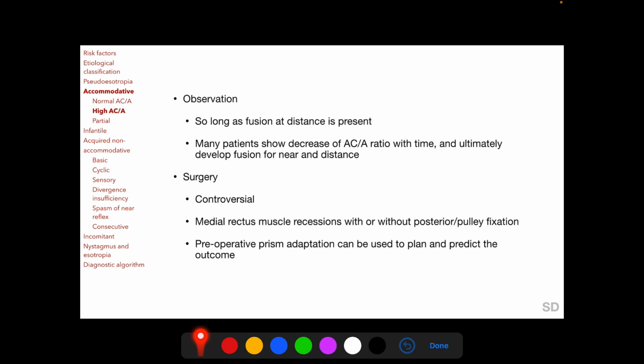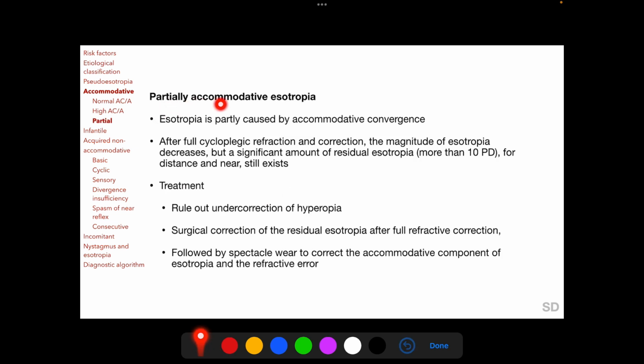This is in contrast with congenital or infantile esotropia, in which surgery is the treatment of choice, and this difference is very important to remember. In partially accommodative esotropia, one component of the esotropia is accommodative, but the remaining amount of esotropia is not. So after full cycloplegic refraction, the magnitude of esotropia decreases but does not disappear, and a significant amount of residual esotropia, more than 10 prism diopters for both distance fixation and near fixation, still exists.